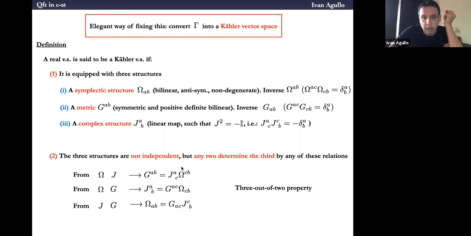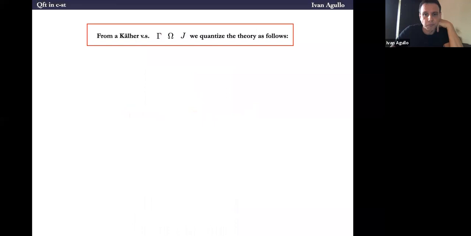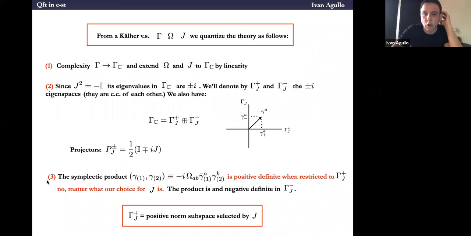What could fail is this third condition. I told you that if you give me a complex structure, you can decompose the phase space in positive and negative eigenspaces. And then I told you that it is guaranteed that the symplectic product is positive definite in the positive eigenspace. And then I use that to build a Hilbert space out of it. That will fail. If the complex structure is not compatible with the metric G, then the symplectic product is not guaranteed to be positive definite, and you cannot build a Hilbert space.